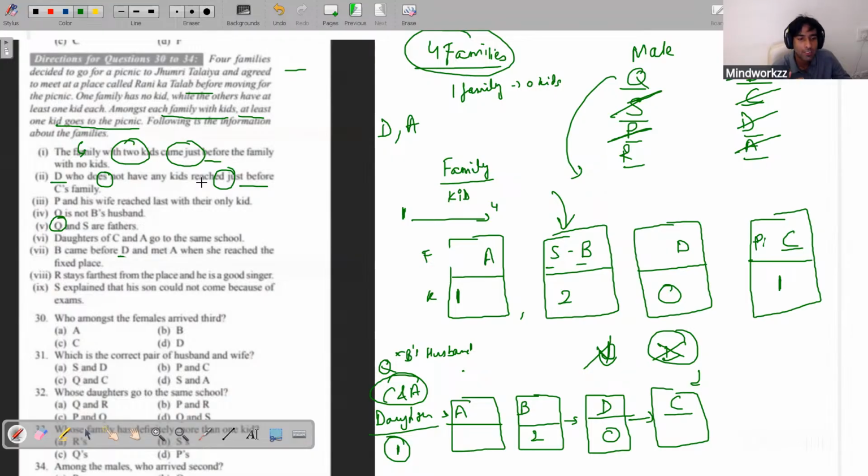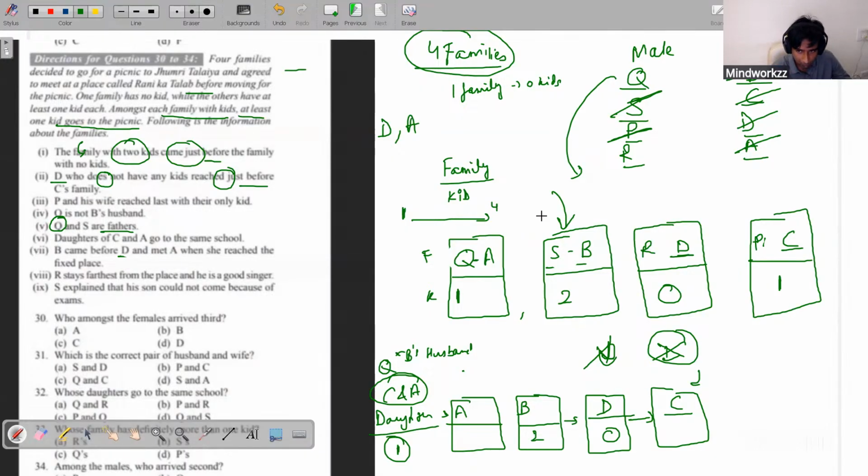Otherwise you are labeled as a husband. You're only labeled as a father or a mother when you have a kid. All right. So if Q and S are fathers, that would mean that Q necessarily is the person who is married, or Q and A are a couple basically, because that is the only place remaining, because Q is a father. So because D's family has no kids, you will not have D, and you will have R, who is D's husband.